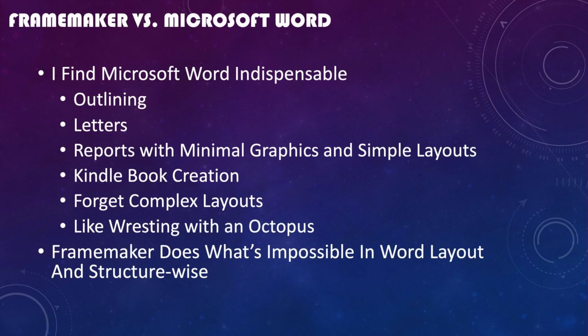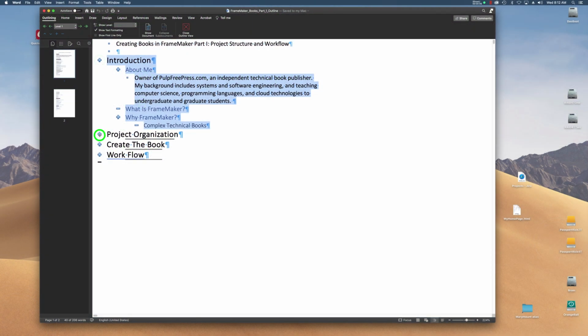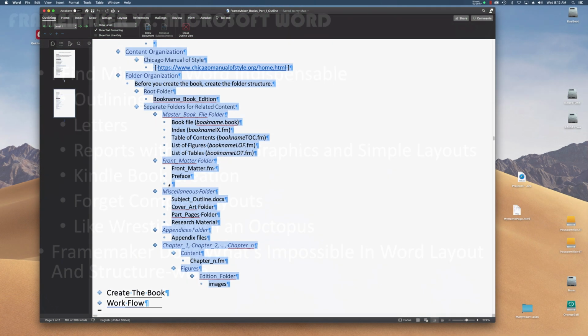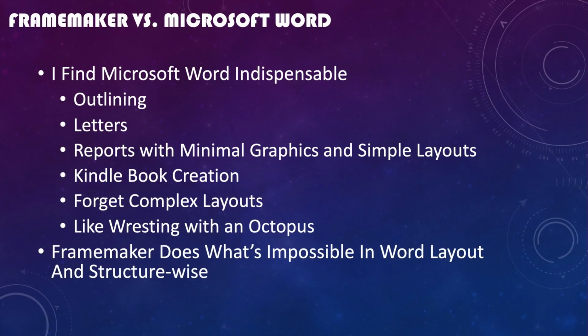I find Microsoft Word indispensable. Like outlining, it's got one of the most powerful outliners in the universe as far as I know. Letters, reports with not too complex graphics and simple layouts. If I was going to write a Kindle book, if you've ever looked at the Amazon specifications for a Kindle book, use Microsoft Word, man. It's probably the best thing you've got.